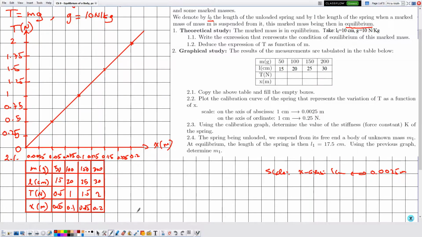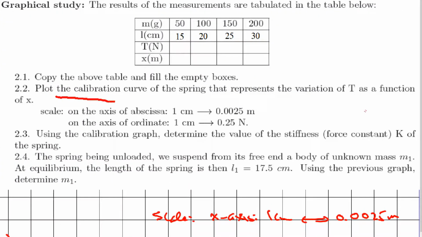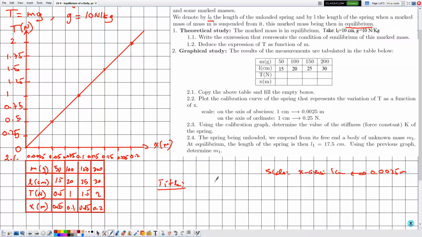Now it's left to write the title. The title again can be extracted from the question itself. So this curve, or the calibration curve, represents the variation of T as a function of x. Then the calibration curve, or this curve, as a function of x. Using the calibration graph, determine the value of the stiffness k of the spring.